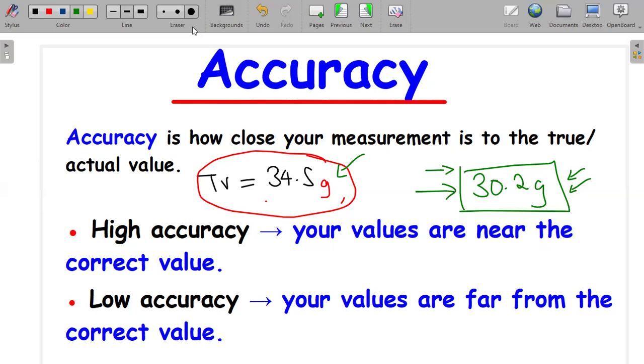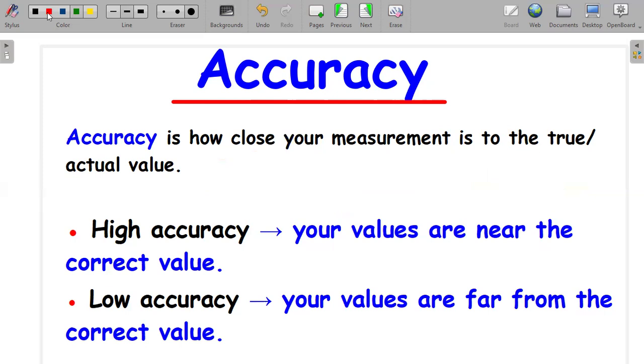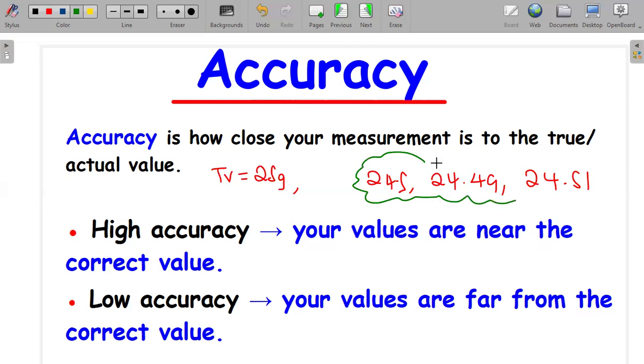What if now you have more than one measurement? How can you tell that these measurements are accurate or not accurate? For example, let's say the true value is 25 grams, and I do this experiment 3 times. I find 24.5, then I find 24.49, and then the other one I find 24.51.